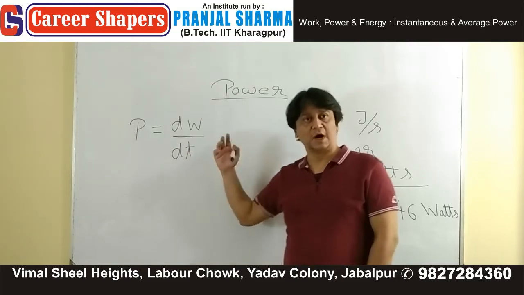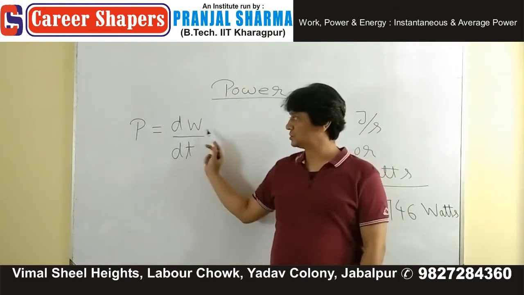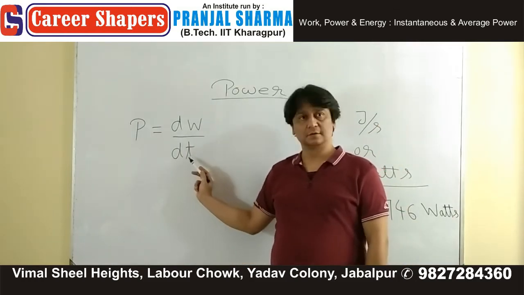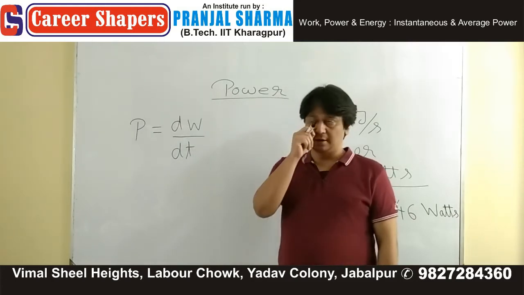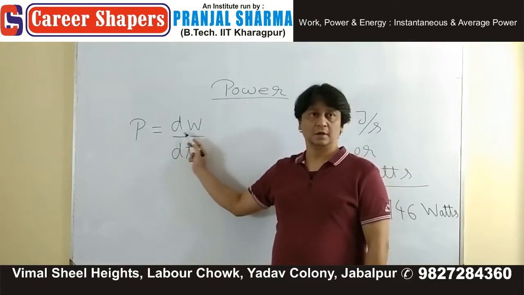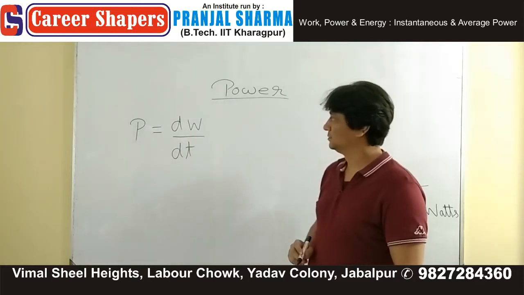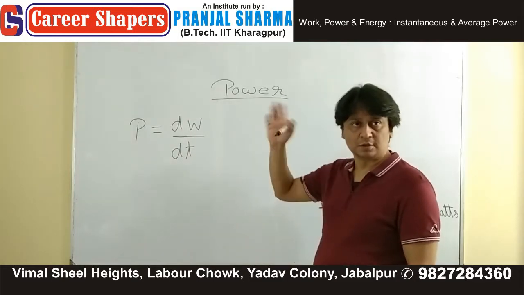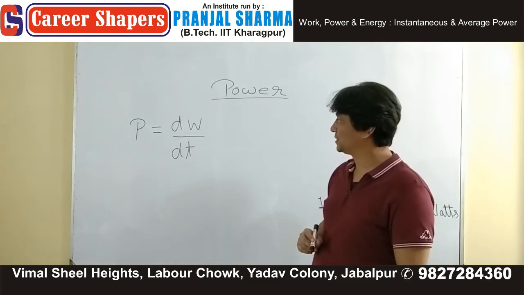This tells us why the unit is joules per second. Now, it also tells us why power is a scalar quantity. What is work? Scalar. What is time? Another scalar. So it tells you both why power is scalar and has a unit like joules per second.